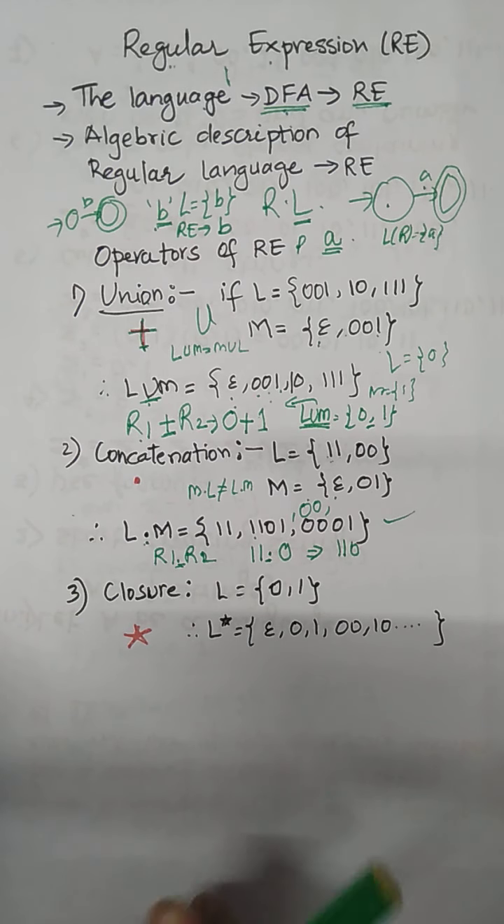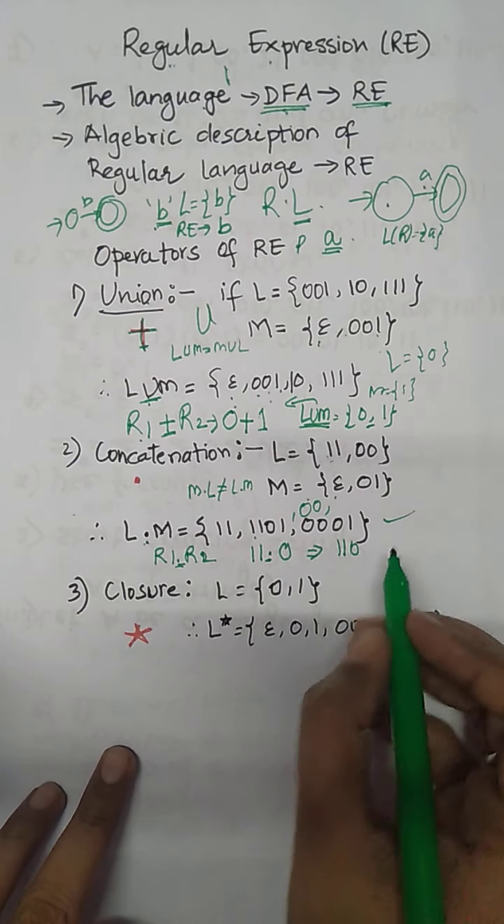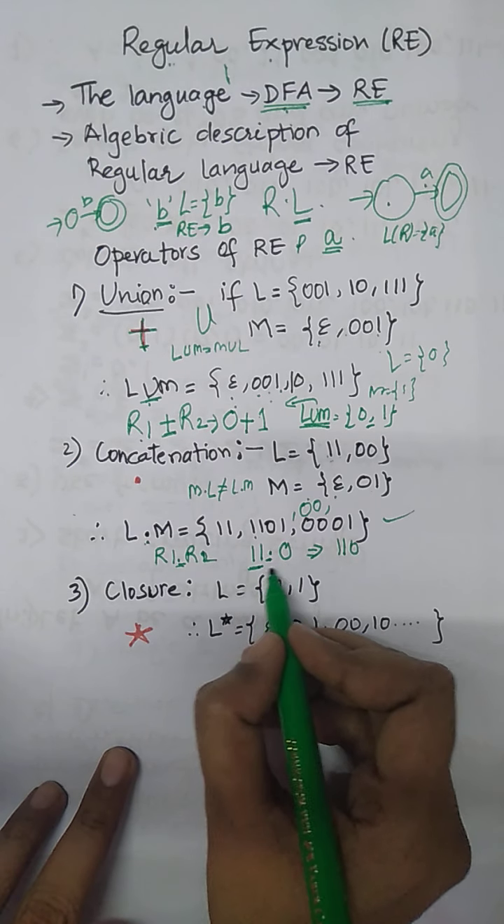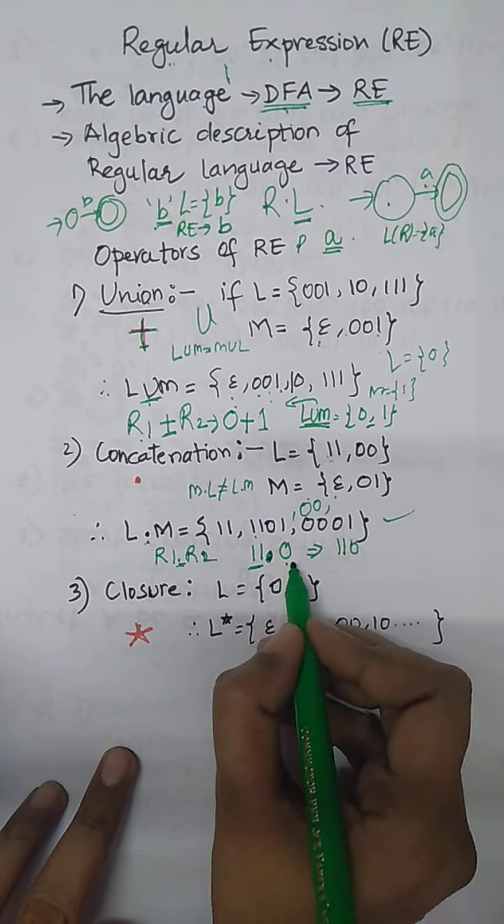Okay, now suppose we have a language as 11 and 0, that is 11 and a single 0. So we have to find the dot product.